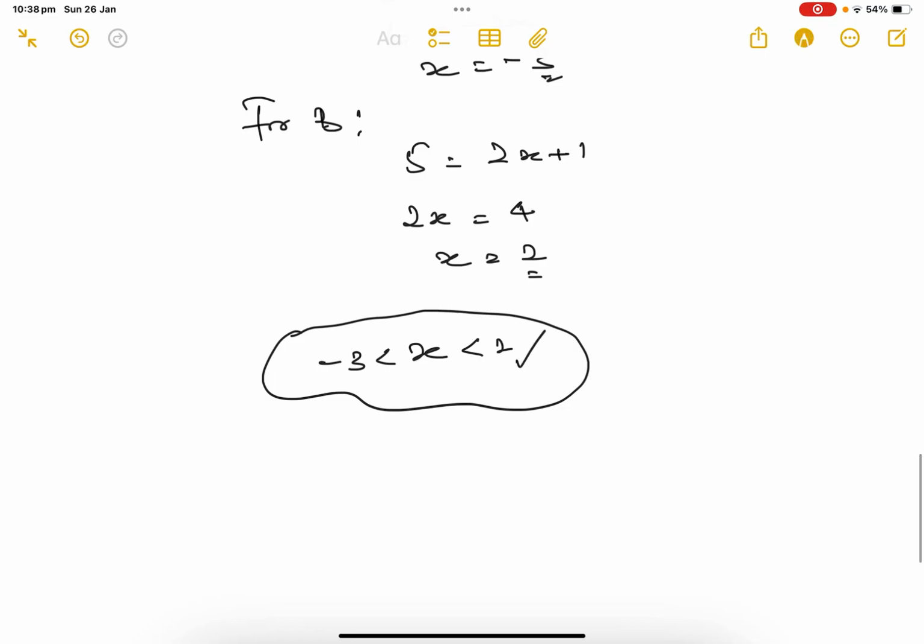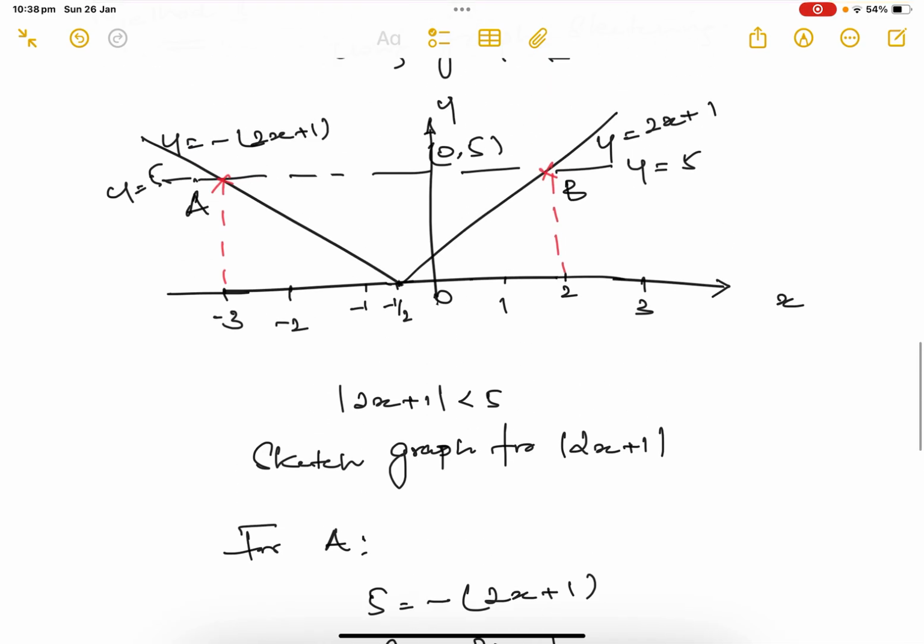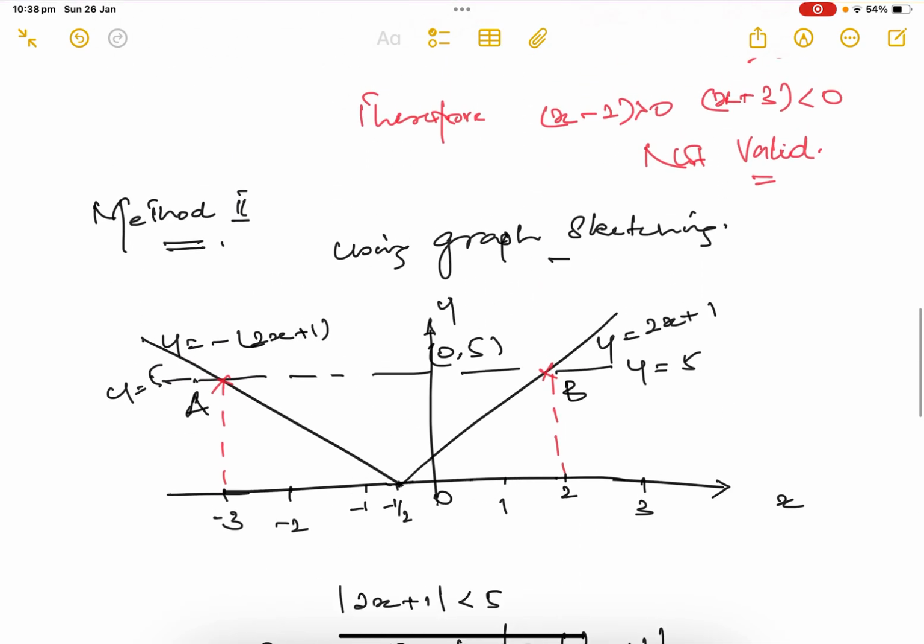So for those of you who would like to see the graph sketching method and find the range, this is for you.